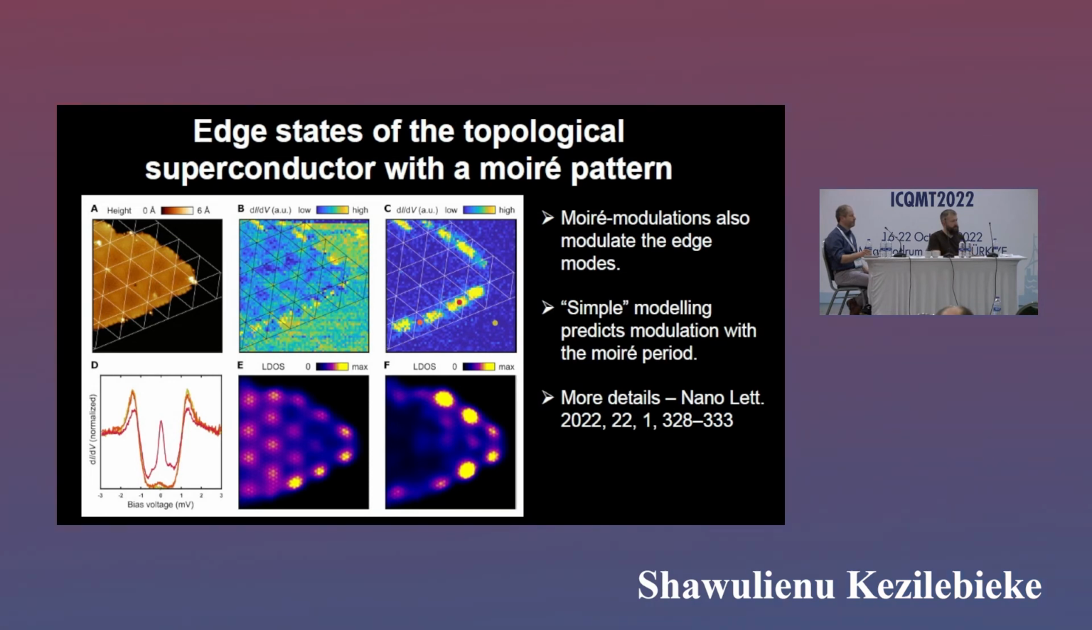With that, sorry for all the difficulties, and I hope I convinced you that van der Waals materials are one of the ways to engineer topological superconductors, and we have more parameters to tune and very interesting physics.